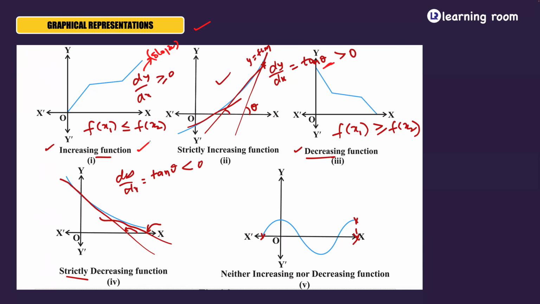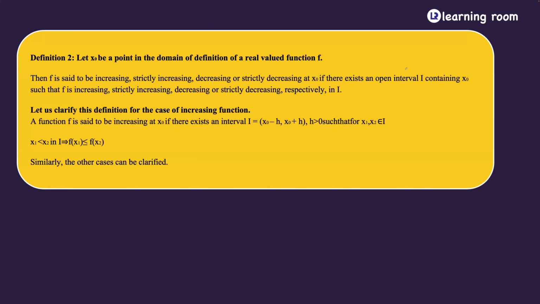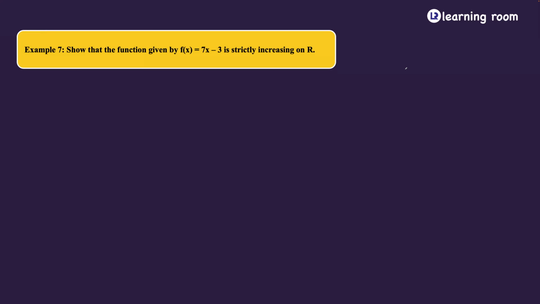So when can we say that the function is increasing? When dy by dx is greater than or equal to 0. Whereas when dy by dx is strictly greater than 0, you call it strictly increasing. Similarly, when dy by dx is less than or equal to 0, you call it decreasing. Whereas when dy by dx is strictly less than 0, you call it strictly decreasing, right? Then you have the other type, which is called neither increasing nor decreasing, right? So based on this, I'll show you an example of how to solve this.